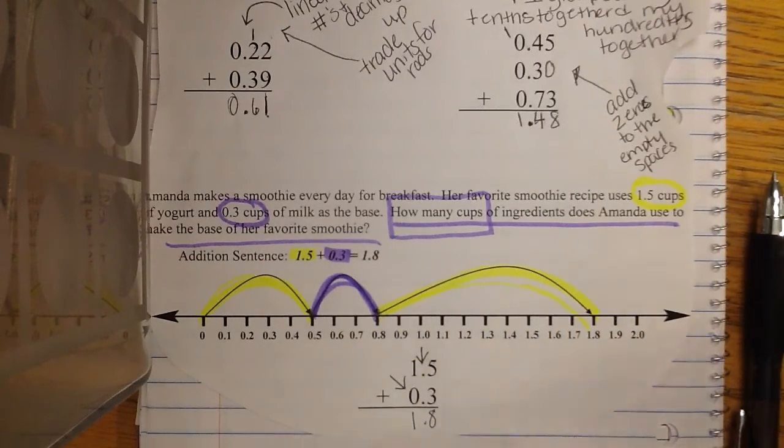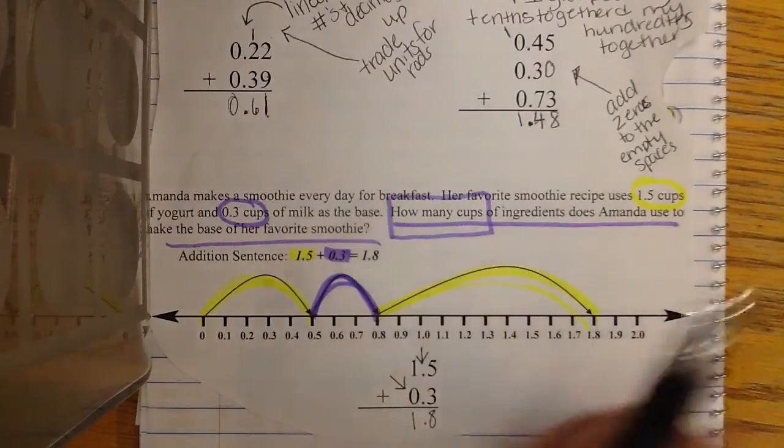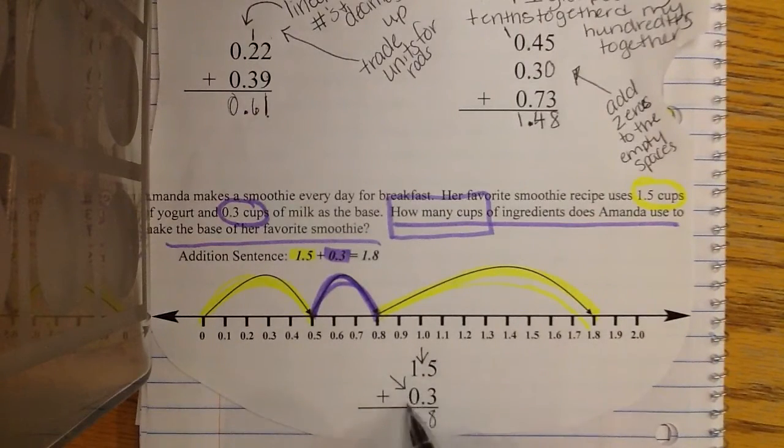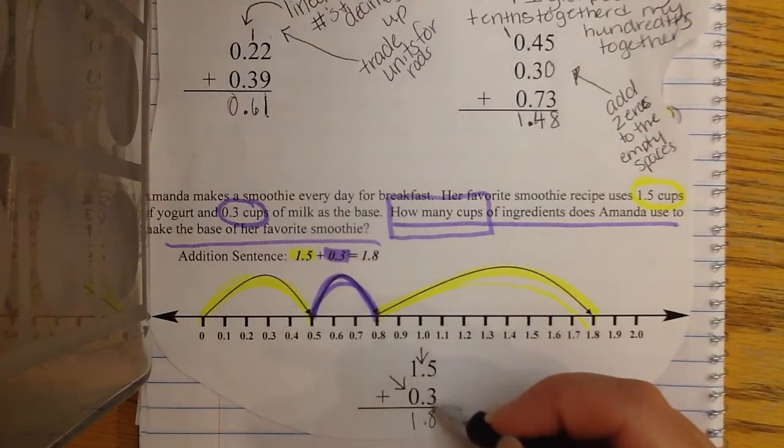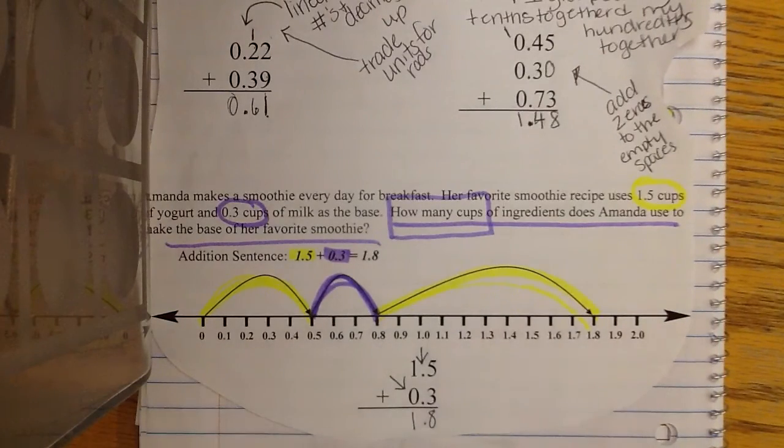So let's review what we did up top. We lined our numbers up. Everything is filled in. I add zeros within to any empty spots. I added my tenths together, and I added my wholes together.